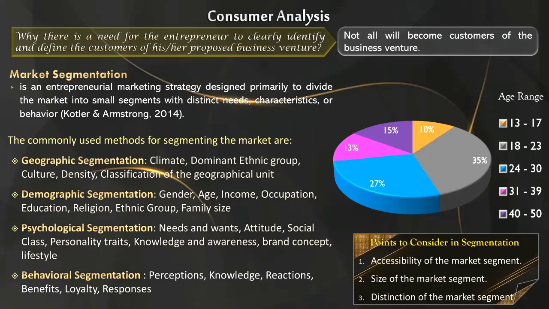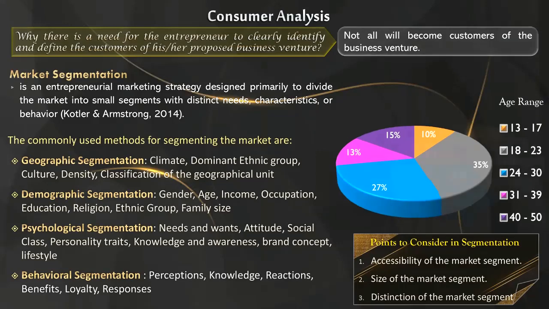13 to 17 is 10% ra ang mga nagpuyo sa Cebu City, range sa age kay 24 to 30 kay 27% ra, 13% for 31 to 39, and the last one is 40 to 45, we have 15%. So magdepende na kung unsay range na inyong gamiton, available ra pud sa PSA.